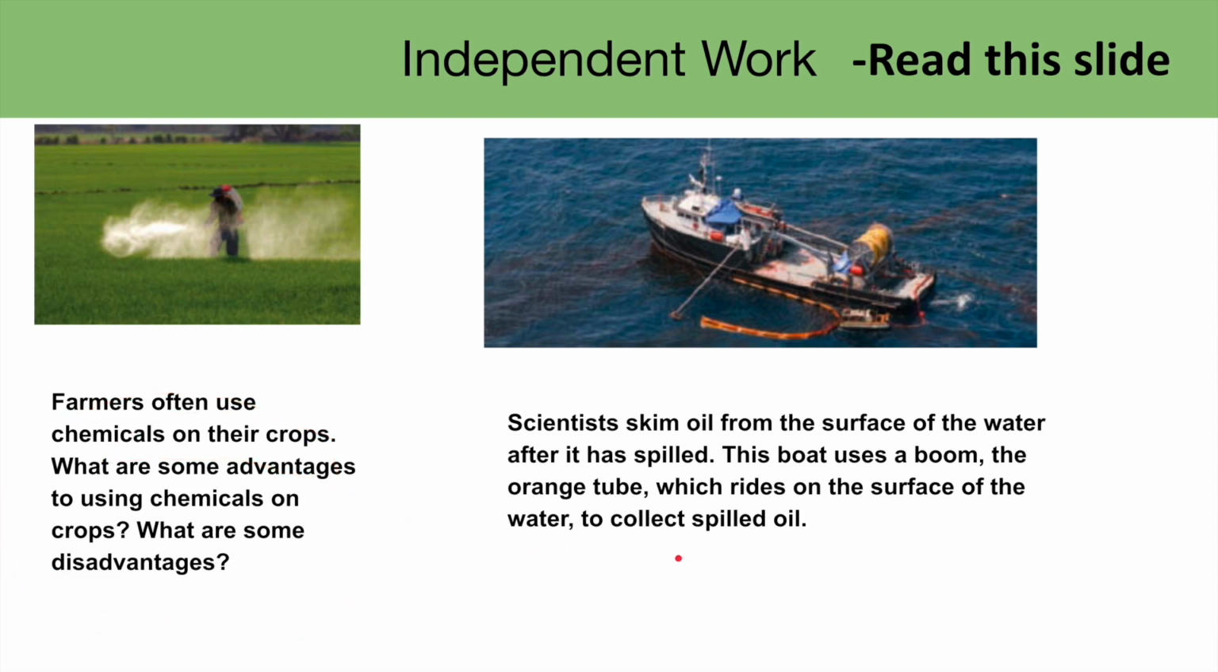Scientists skim oil from the surface of the water after it has spilled. This boat uses a boom, the orange tube, which rides on the surface of water to collect spilled oil. So, these dark lines here on the surface of the water, this is an oil spill. This orange tube here is called a boom, so the boat will ride along the surface of the water, collecting the oil inside this boom.